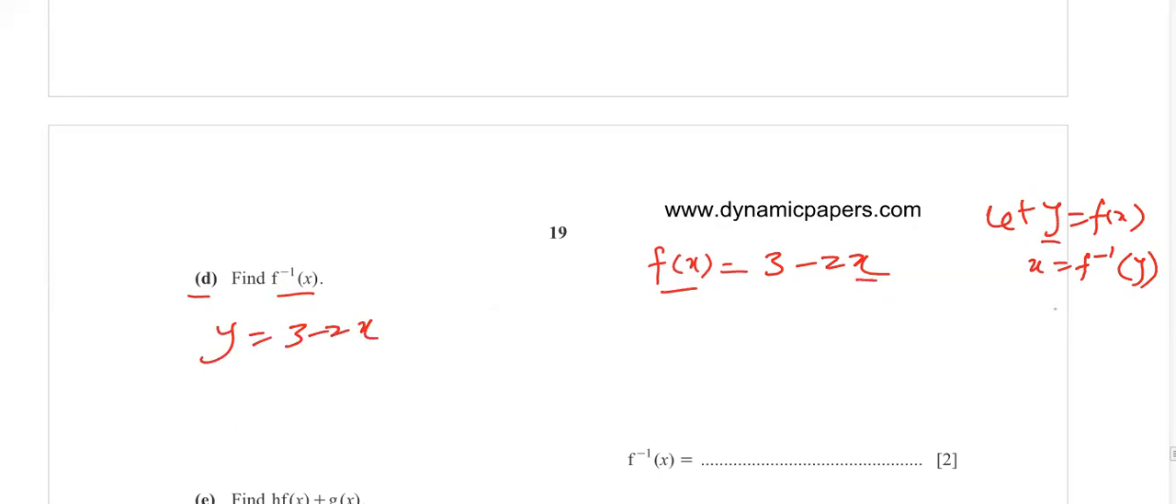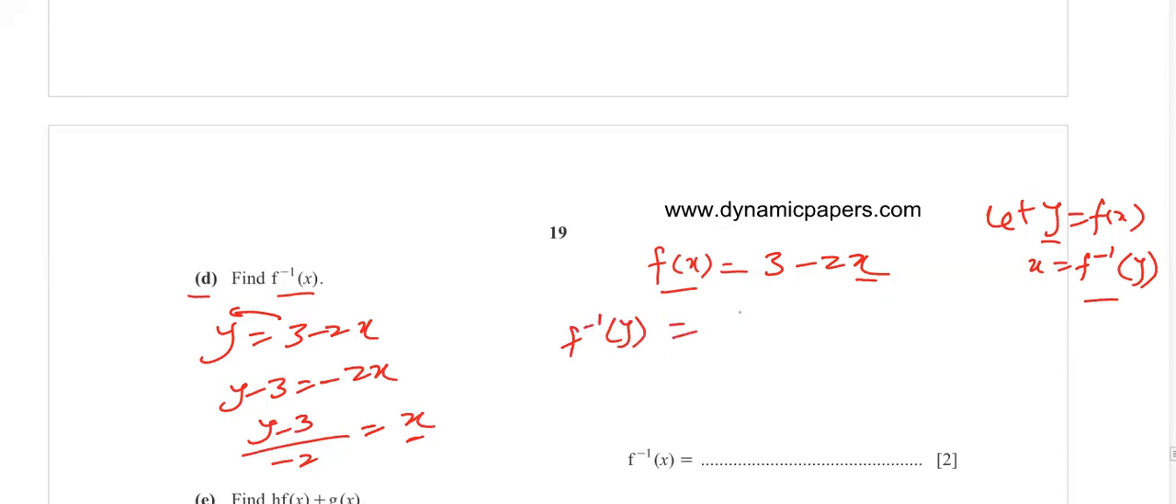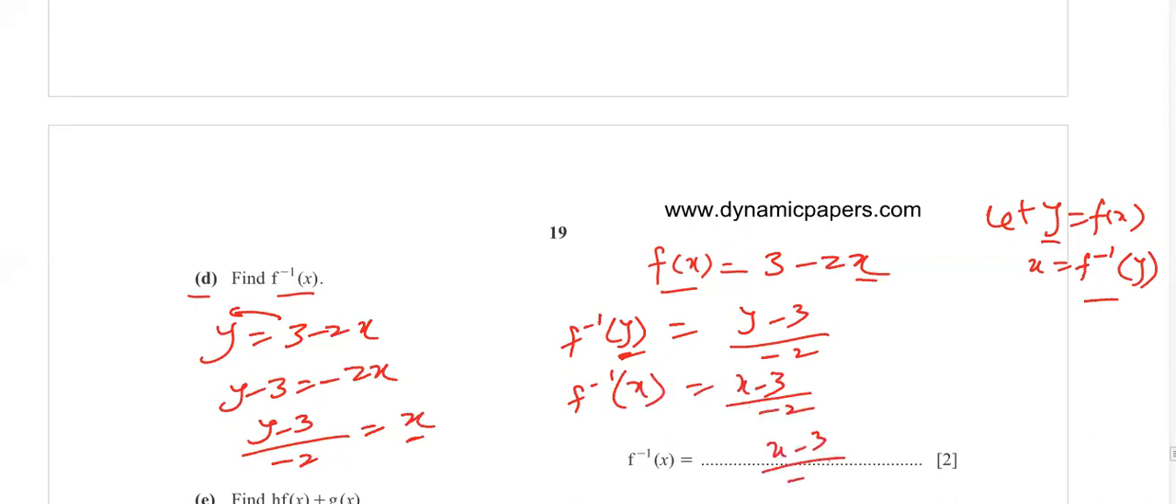Now you have to make x the subject, separate x. Take it to the other side, it will become y minus 3 equal to minus 2x. And then y minus 3 divided by minus 2 equal to x. So what is your x? x is f inverse y. So finally your f inverse y will be y minus 3 over minus 2. Replace y with x. You will have f inverse x, that is, you can write it as minus 1 over 2 into x minus 3.